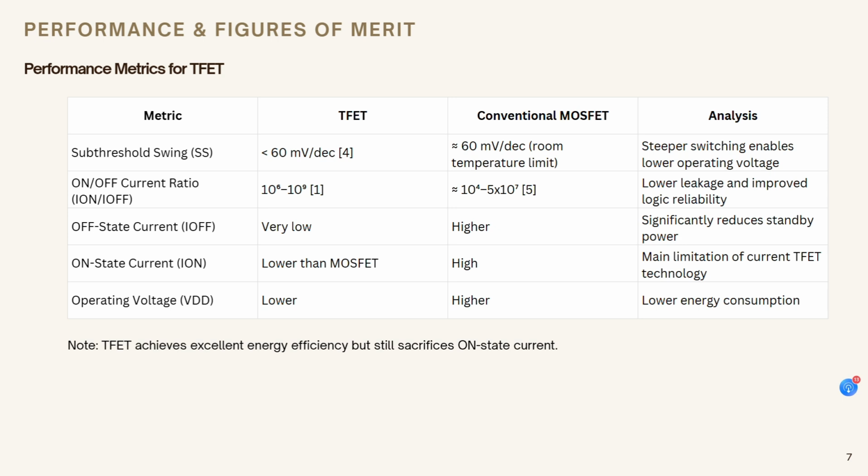However, TFET is not perfect. One of its biggest limitations is the on-state current. Although TFET is very energy efficient, its on current is still lower than that of a conventional MOSFET because the tunneling probability is relatively small. This limits its switching speed and overall drive capability. Finally, because TFET can achieve a steep subthreshold swing, it can operate at a lower supply voltage.